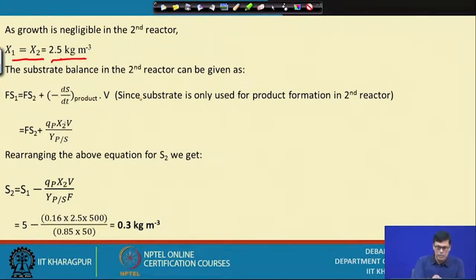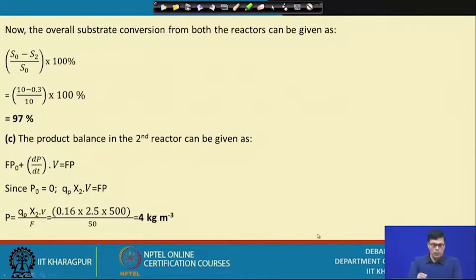The substrate balance in the second reactor, how can we write? The rate of substrate input is F into S 1 and rate of generation will be 0. Then rate of substrate output is F into S 2, and rate of substrate consumption is into volume. So, we can write this in this form, with the rate of product formation, and then we can find the S 2 value. S 2 is coming around 3.3 kg per cubic meter. So, what will be the final overall conversion of the process? Initially, we have 10 gram per liter, finally it is coming 0.3, so 10 minus 0.3 by 10, that is 97%.